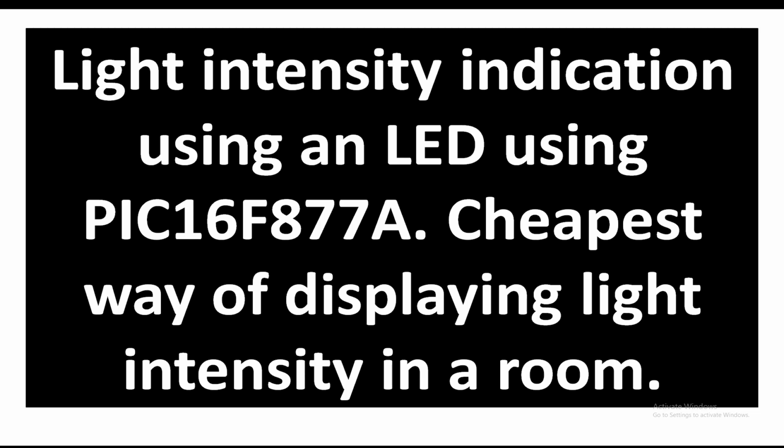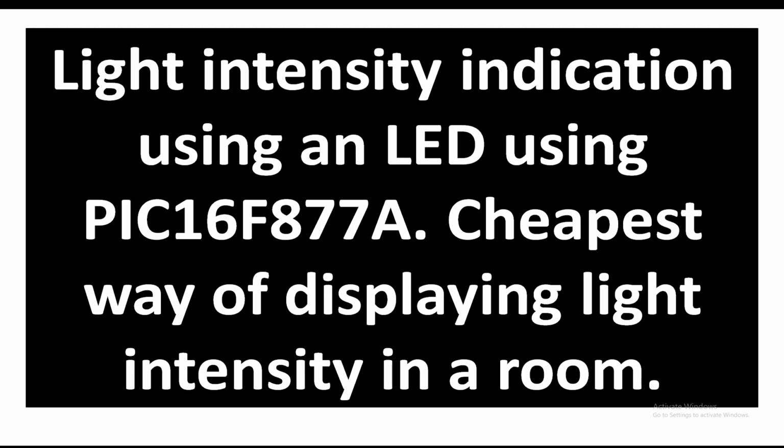So guys, when the light falls on the LDR it gives us an analog value. We will take the analog value into the PIC and then we will use an LED to display the light intensity in the room. Now, how can an LED display the light intensity in the room? We will use the brightness. We will send a PWM signal to the LED directly in ratio with the light intensity received.